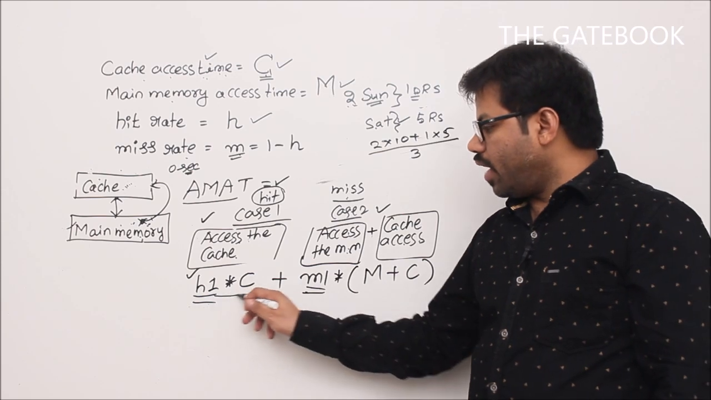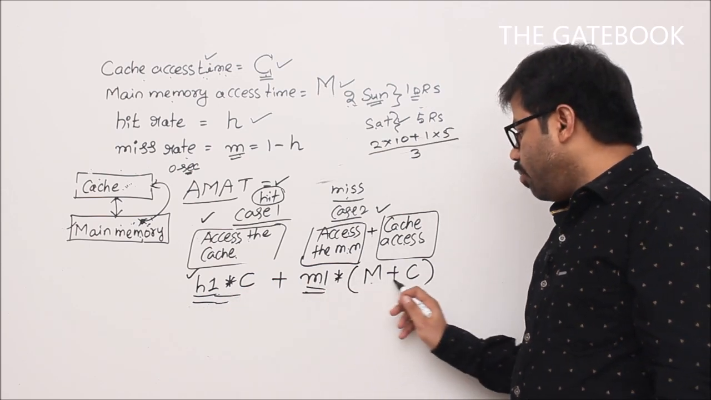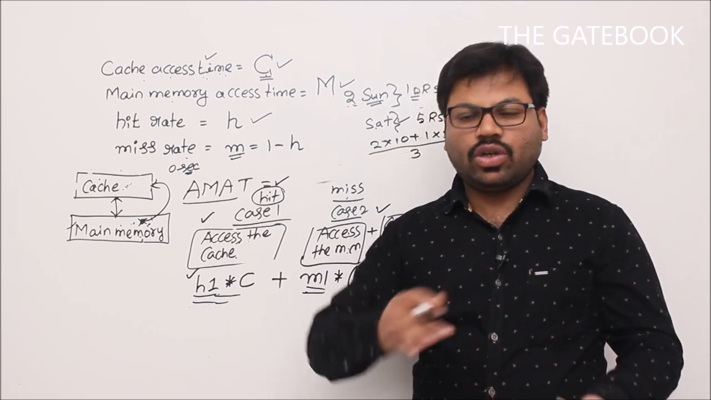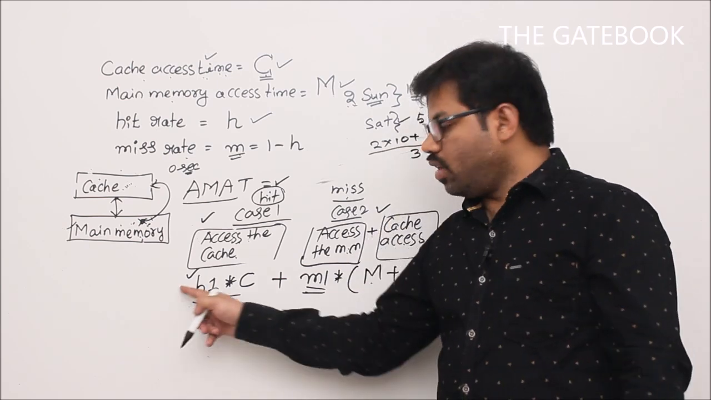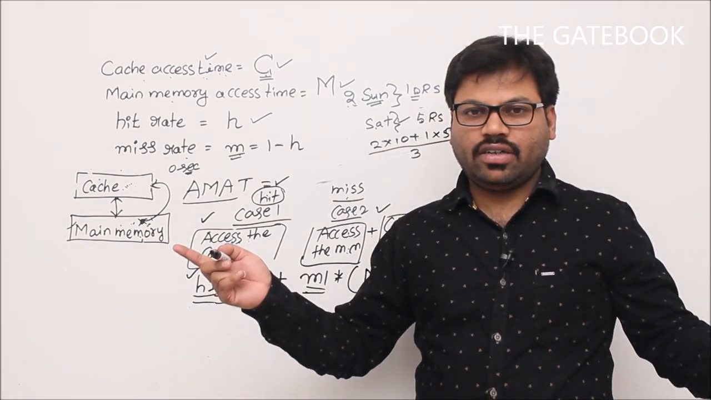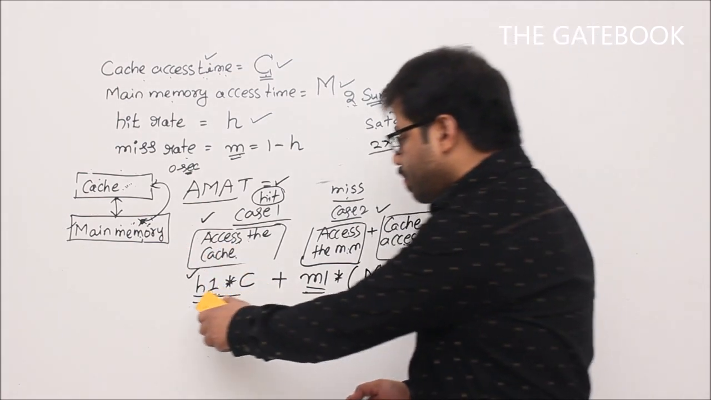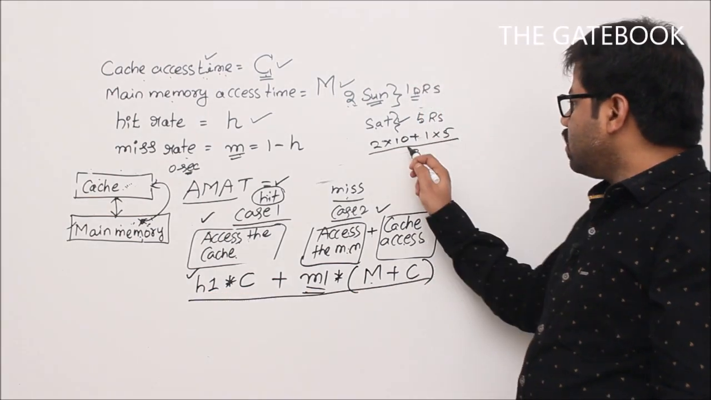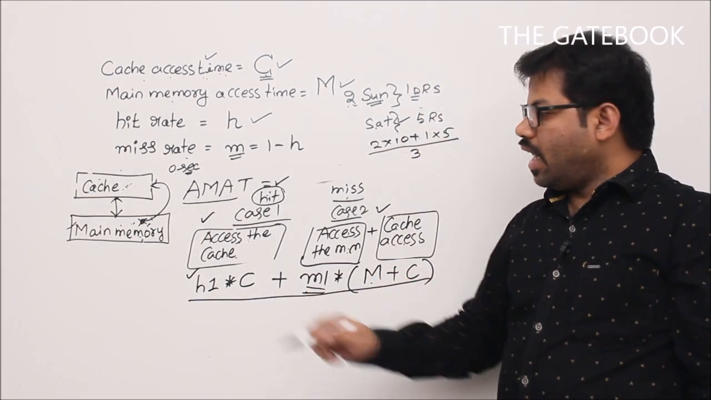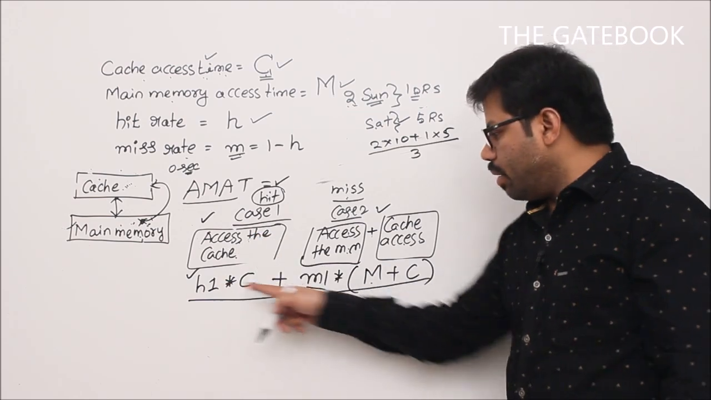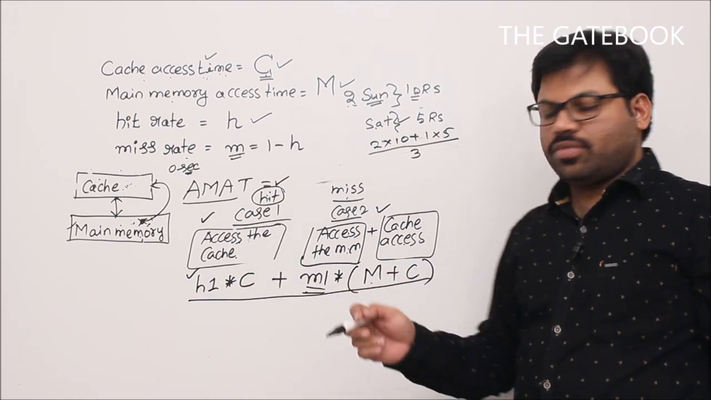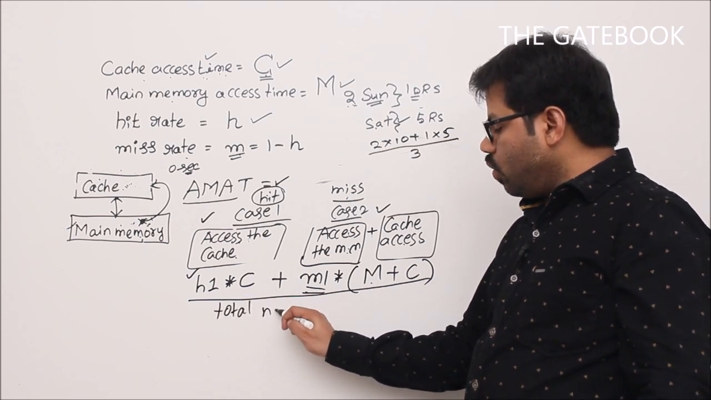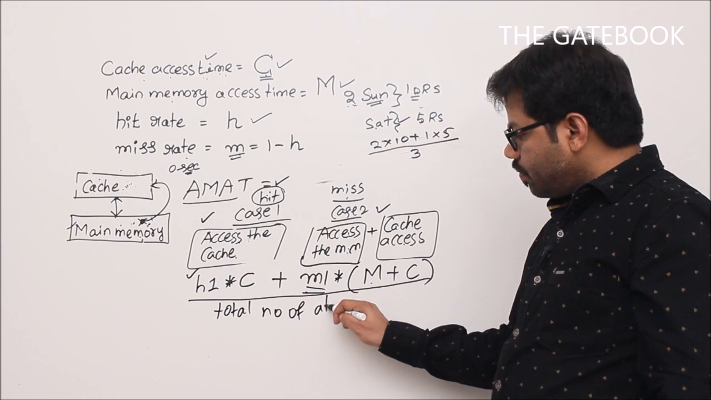Then what is this formula? h1 × C + m1 × (M + C) is the total access time, that means the total access time over a lot of instructions, right? Now I divide this entire formula by the total number of attempts, because I want to find the average memory access time. This is the total memory access time for that many attempts.